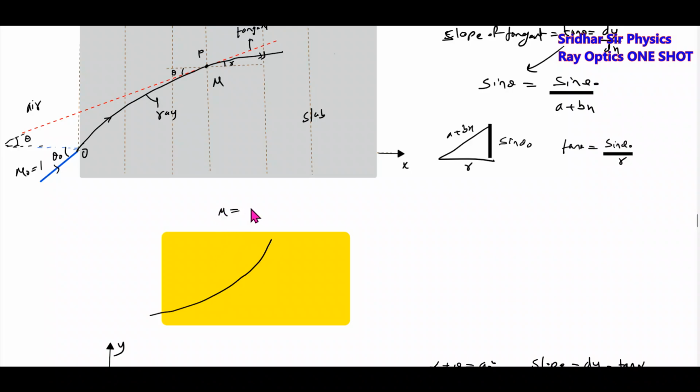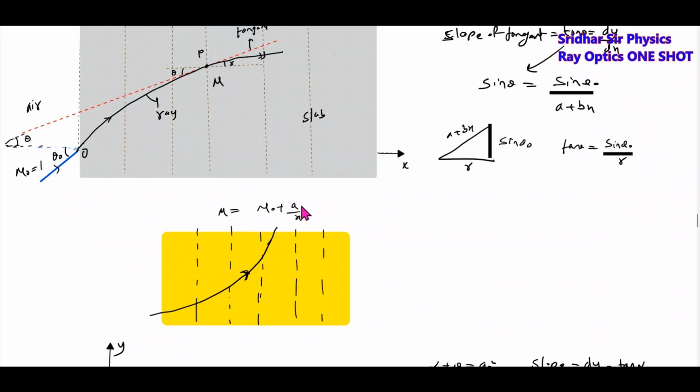This is for mu decreasing. As x increases, the value of mu naught will decrease. So again, how are the boundaries? The boundaries will be like this only. This is a boundary. Okay, fine. This is for decreasing. Mu decreases along x, mu increases, the ray will bend. Mu decreases, the ray will bend like this.